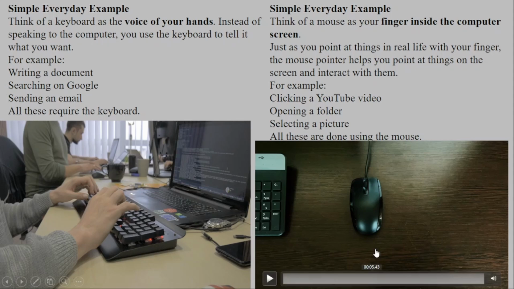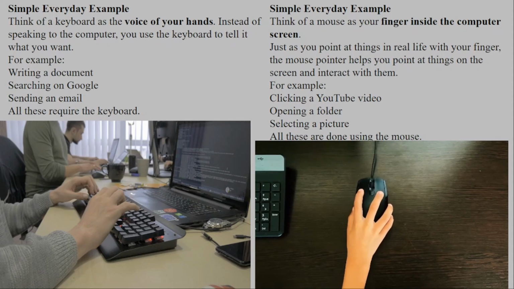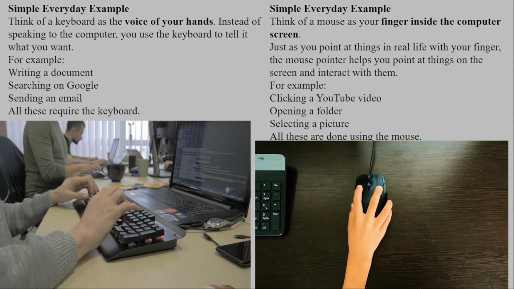And the third one is a mouse. Think of a mouse as your finger inside a computer. Just as you point at things in real life with your finger, the mouse pointer helps you point at things on a screen and interact with them. For example, clicking on a YouTube video, opening up a folder, and selecting a picture. All those are done by using a mouse.